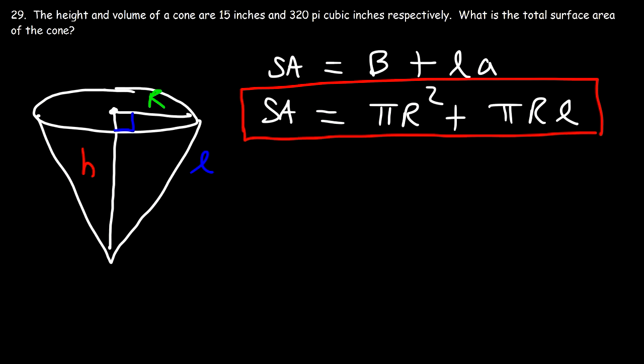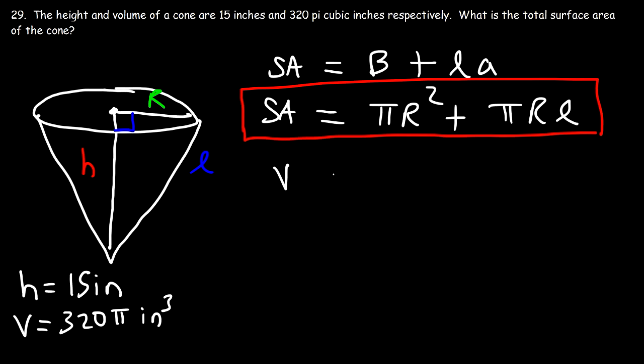Now let's go ahead and finish this problem. So let's write down what we have. So we know that the height is 15 inches. The volume is 320 pi cubic inches. What we need is the radius and the slant height. So the volume of a cone is 1/3 times the volume of a cylinder, which is pi r squared times the height.